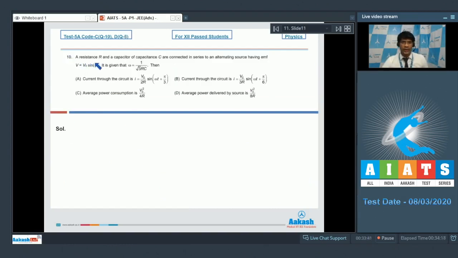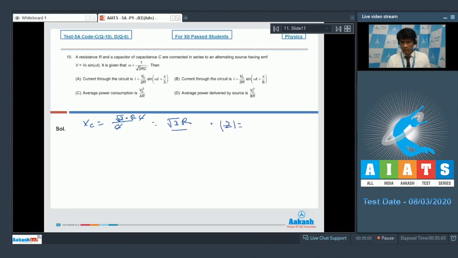In question number 10, a resistance R and a capacitor of capacitance C are connected in series to an alternating source having EMF V equal to V0 sine omega t. It is given that omega is equal to 1 by root 3 RC. Then let's first calculate the impedance of the circuit. For that, we will start with the capacitive reactance. It will be 1 by omega C. That means 1 by C here, and the value of omega was 1 by root 3 RC. So we are getting this value to be root 3 R.